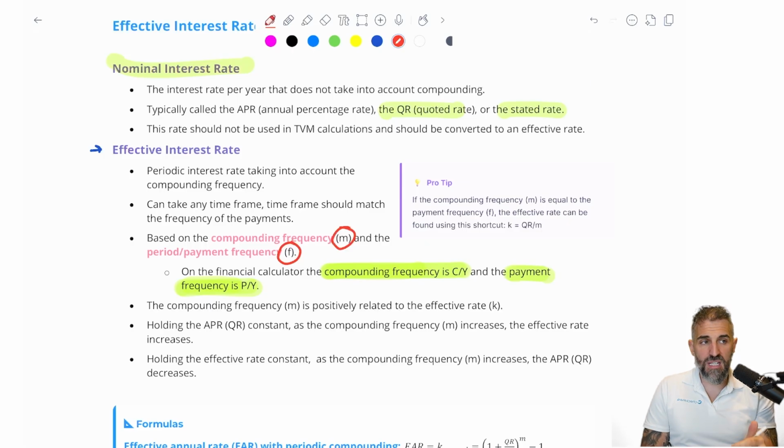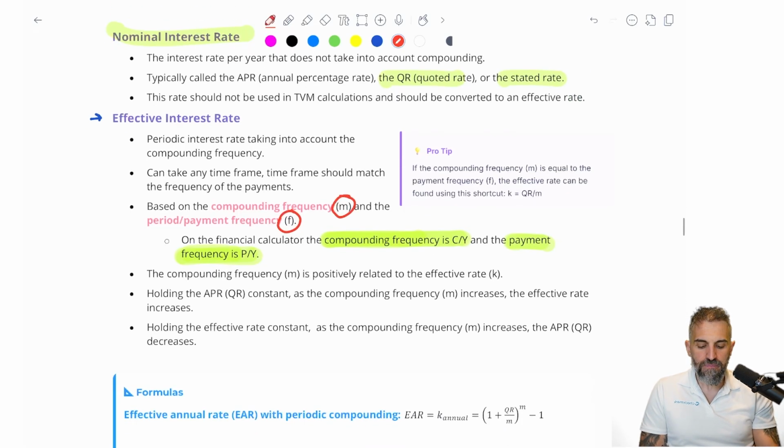It's very common to have a situation like your payments are monthly, but your interest is compounded semi-annually, where your M is 12 and your F is 2. So what do you do? Okay, that's what we're getting into here.